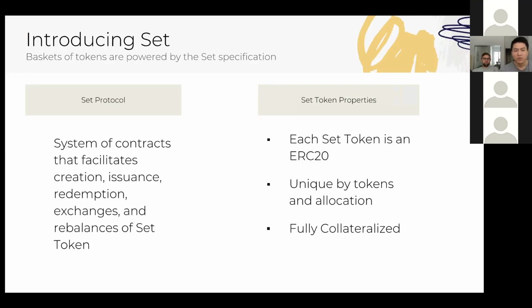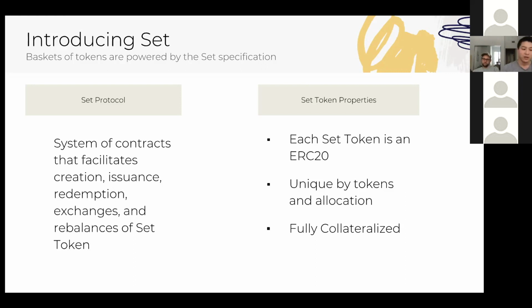So very simply, from a high level, the Set Protocol is a system of contracts that facilitates creation, issuance, redemption, exchanges, and rebalancing of Set tokens. At the core of that system of contracts is the Set token, which is effectively an ERC-20 on its own. You can think of a Set token as simply a pointer to a list of other tokens and their allocations. And one of the axioms of our system is that a Set token is always fully collateralized.